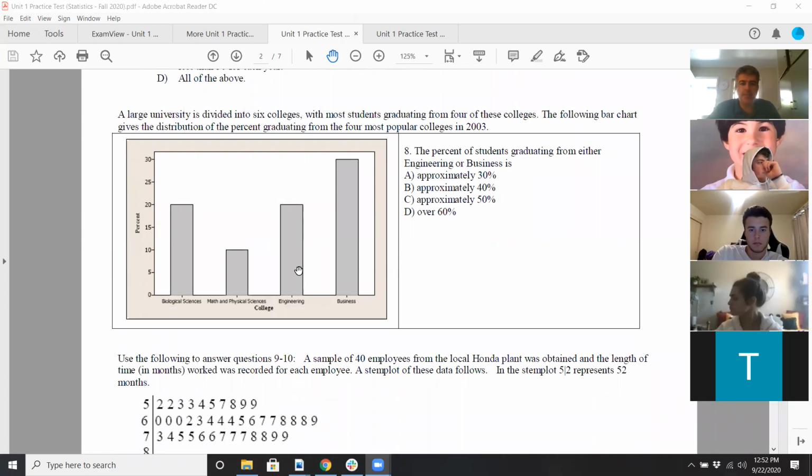Okay, here we have a bar plot, or bar chart. Again, bar charts are more for categorical data. Like here you have 4 categories. Looks like that's what majors people had or what department they graduated from, I guess. A large university has 6 colleges. Most students graduate from 4 of these colleges. We only have 4 categories, so not 6. So the question here is the percent of students graduating from either engineering or business. Well, engineering had about 20%. Business had about 30%. So it's approximately 50%. It's literally that straightforward.